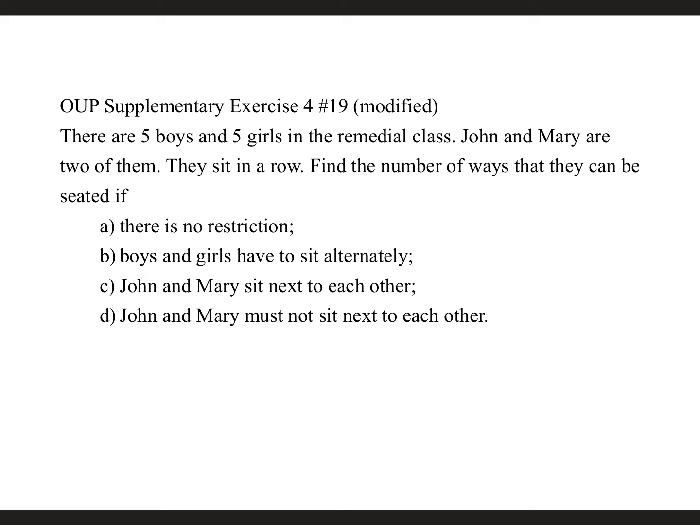So, of course, John is a boy, Mary is a girl, okay? Don't tell me otherwise. So they sit in a row. Find the number of ways that they can be seated if there is no restriction. Well, no restriction. 2 rows. Oh, sorry, 1 row. 1 row, okay?